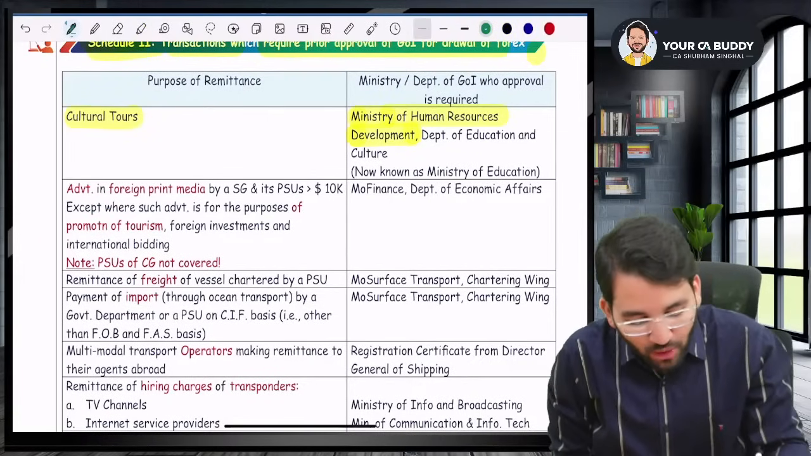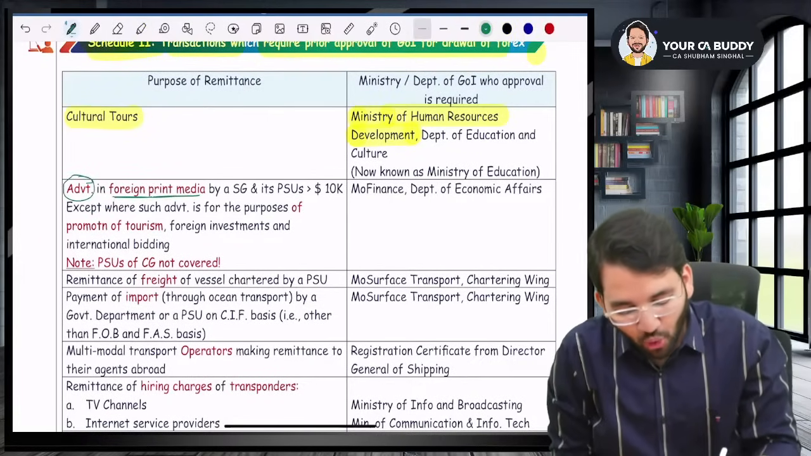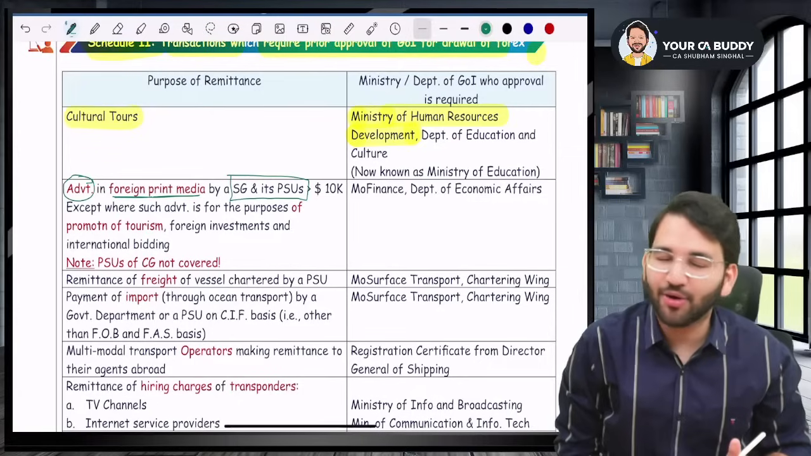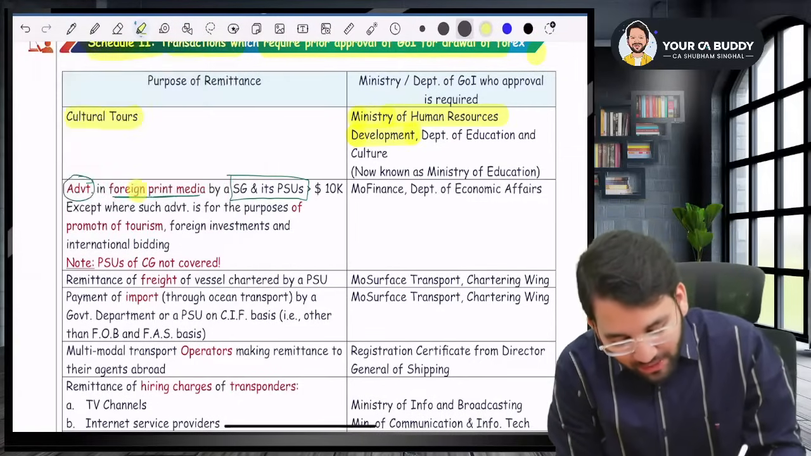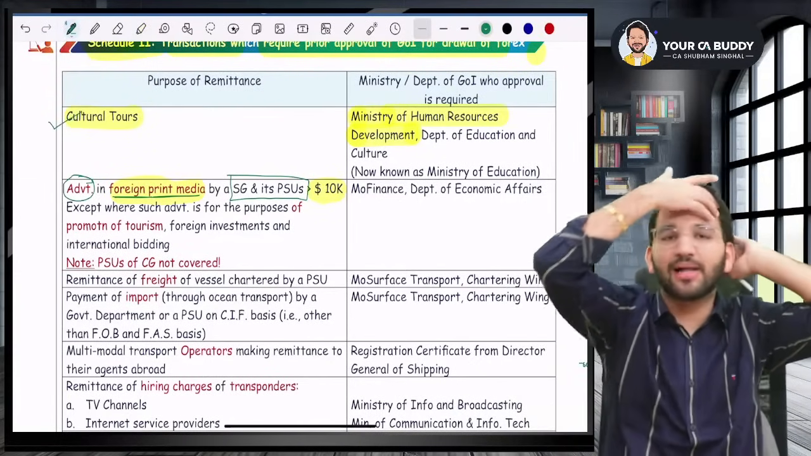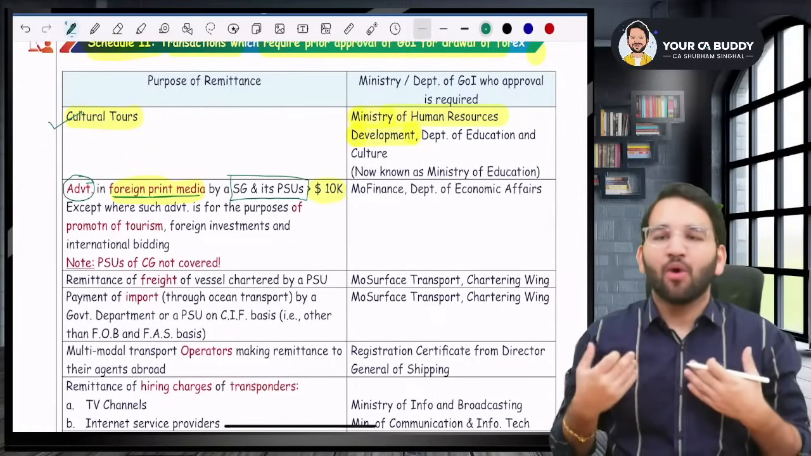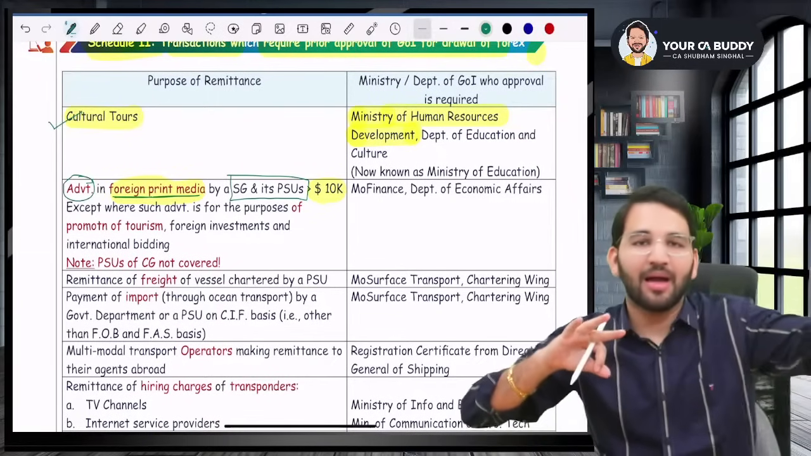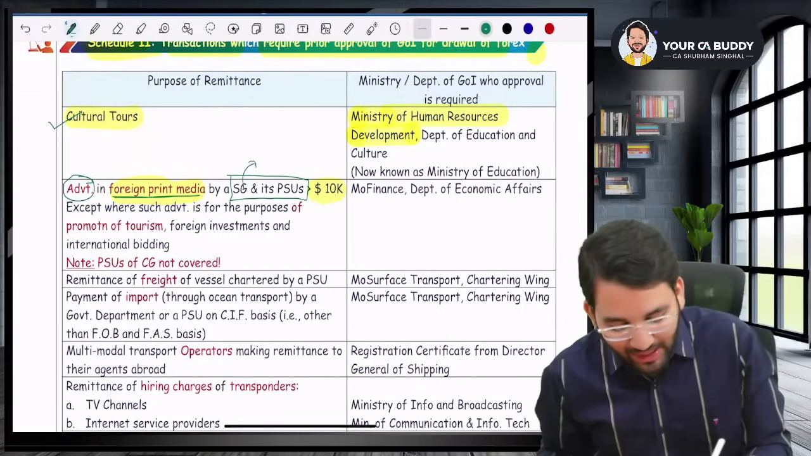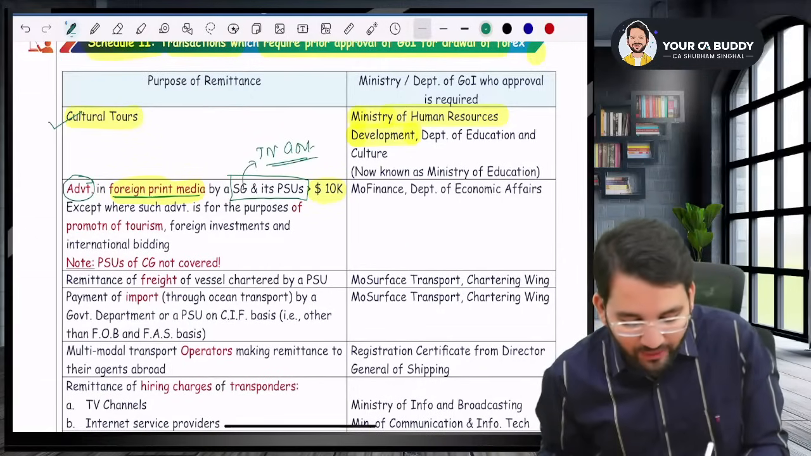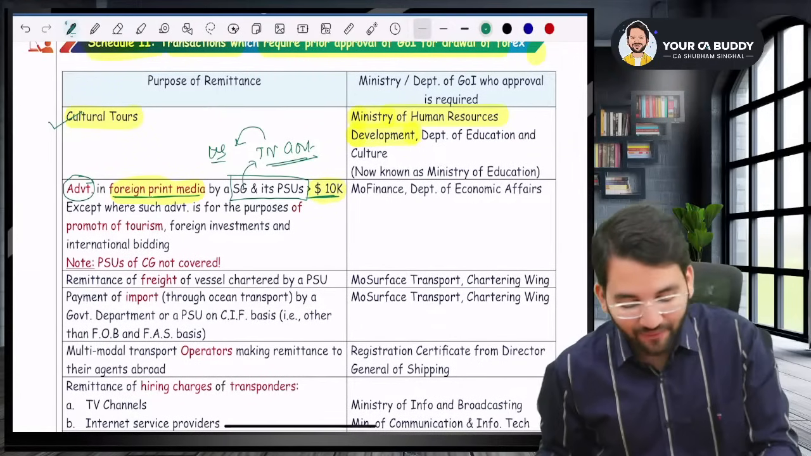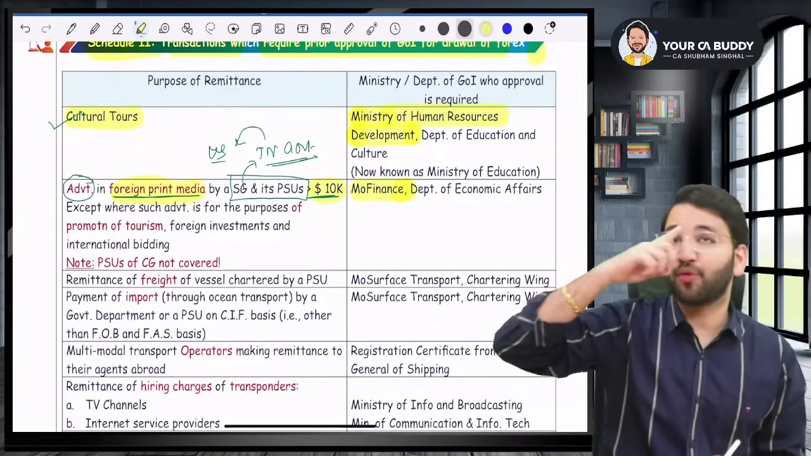Okay. Number two, if you want to do advertisement in foreign print media, who are you? You are a state government or a public sector undertaking of a state government. If you want to do advertisement in foreign print media and it exceeds $10,000, so let me take examples so that you can understand. Sir, for example, if Odisha people want to go and perform Bharatnatyam or Kathak in USA, you'll have to take approval. Okay. Number two. Sir, if the Tamil Nadu government wants to do some advertisement in US, and that advertisement costs more than $10,000, they will have to take approval of Ministry of Finance.